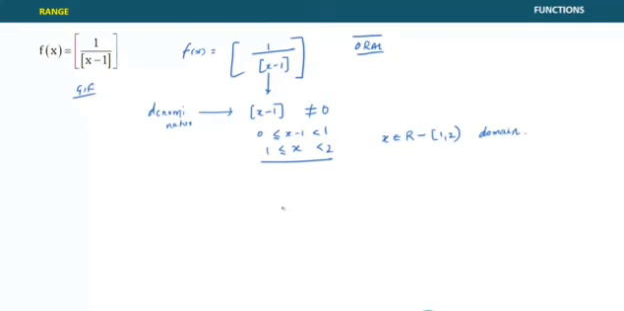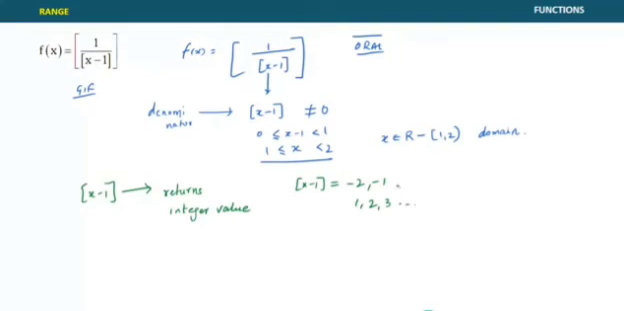Now let us see the oral part of it, how you will find the range. So you have x minus 1 inside the GIF. What does the GIF do? It returns integer values. Whatever value this takes, it will return an integer value. So for example, it will not return 0, but it will return something like minus 2, minus 1 on the negative side. On the positive side, it will return 1, 2, 3 and so on. These are all the types of values it could return.